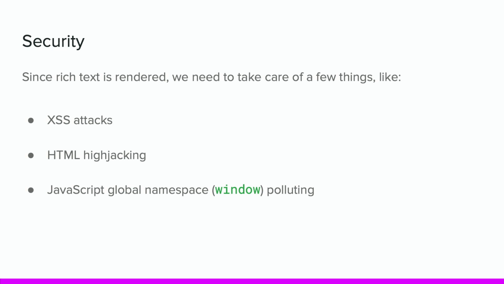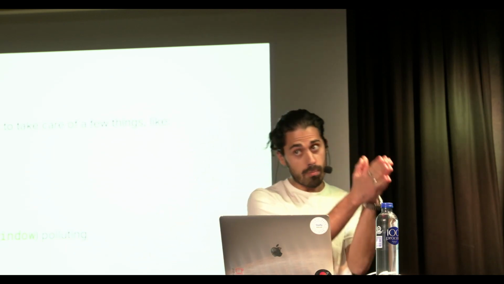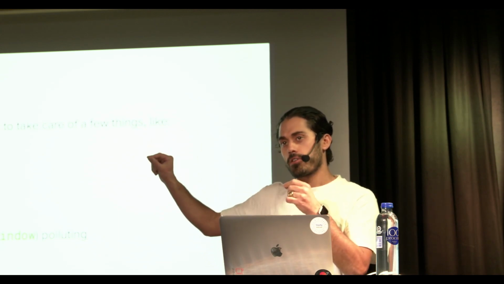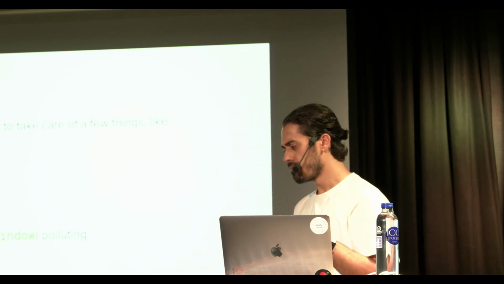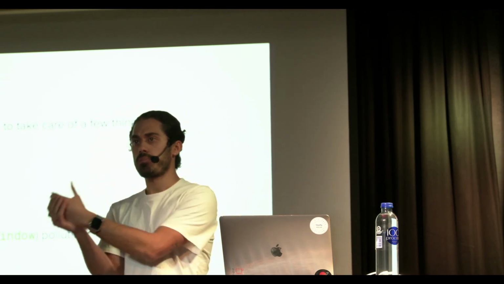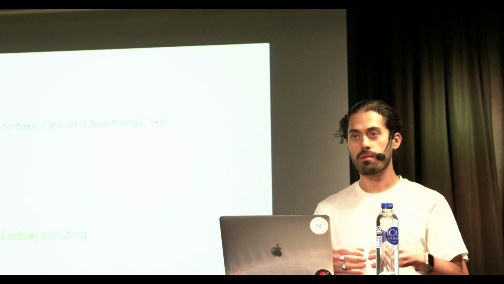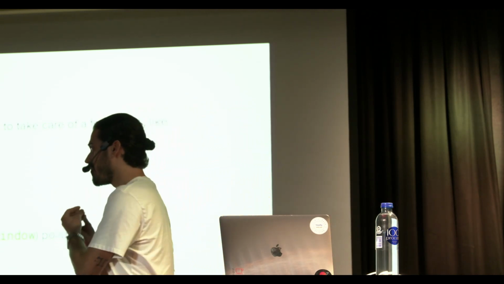So, in case you don't know, what is an XSS attack? It's a cross-site scripting attack, which means that HTML got injected in our web application without us intending it to be so, and it runs on a different server, and it can grab data from our users or do even weirder things. HTML hijacking means that it can hijack how the page is being displayed to the end user, and JavaScript global namespace polluting, meaning the window, is something that I was three days ago years old when I learned about it.